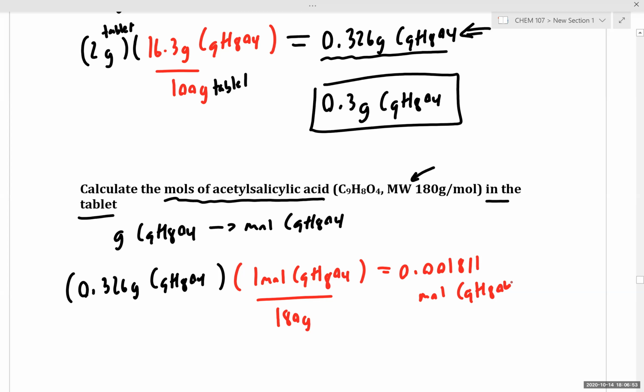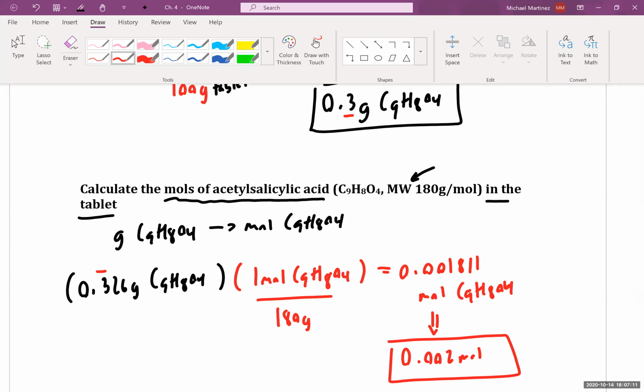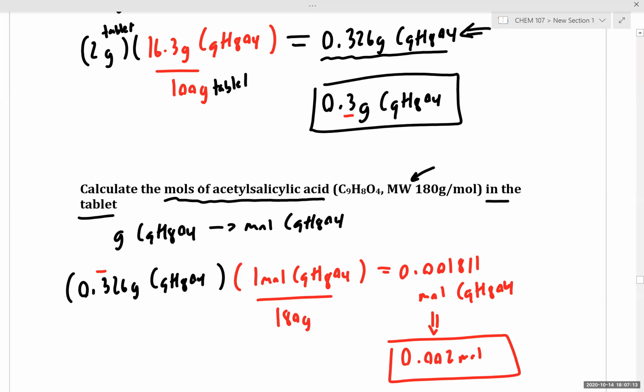acetylsalicylic acid. If we had to report our final answer after rounding, we'd round this to 0.002 moles, just because our original input number only had 1 sig fig. Does this make sense to everyone so far? Does everyone see how this problem is testing each of our unit conversions that we've seen so far in this class?